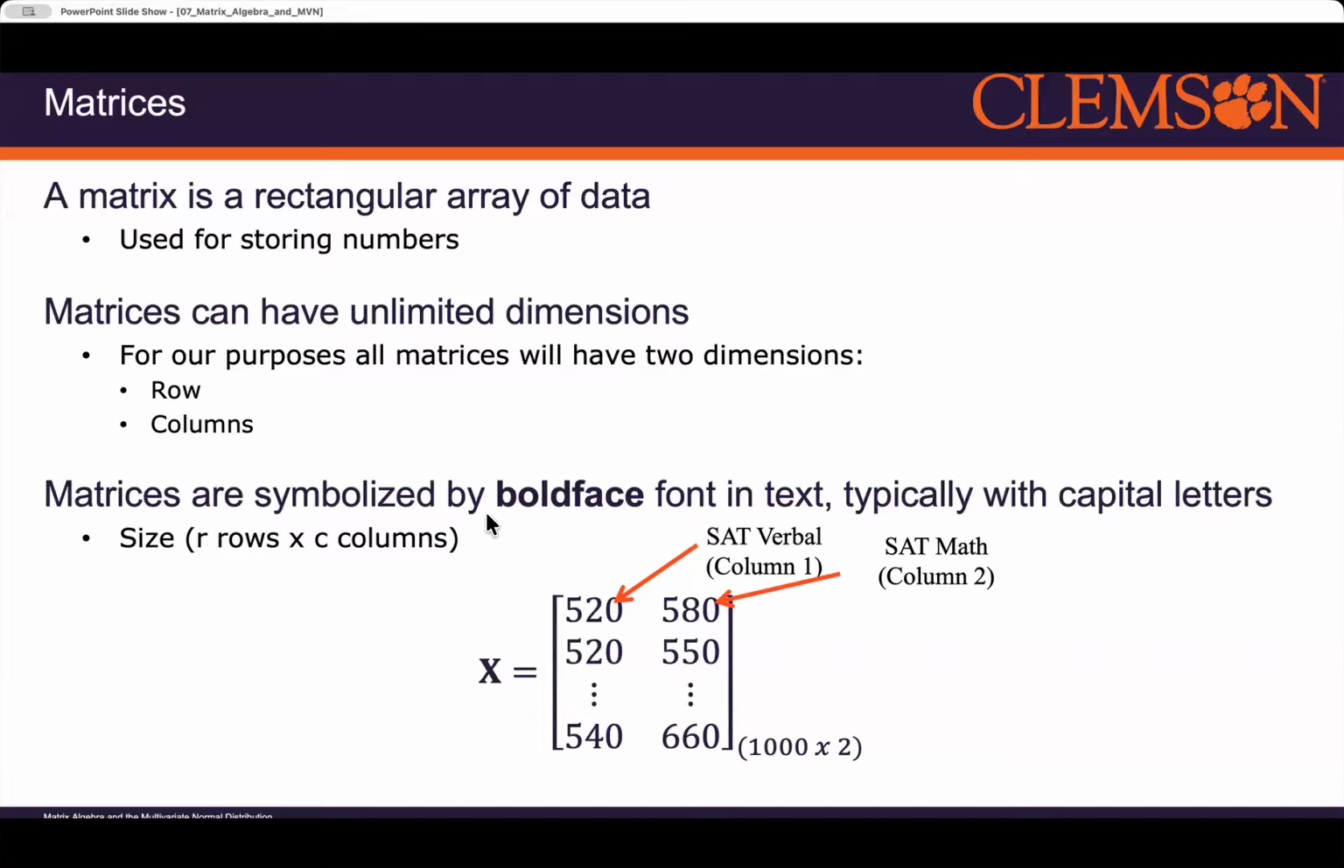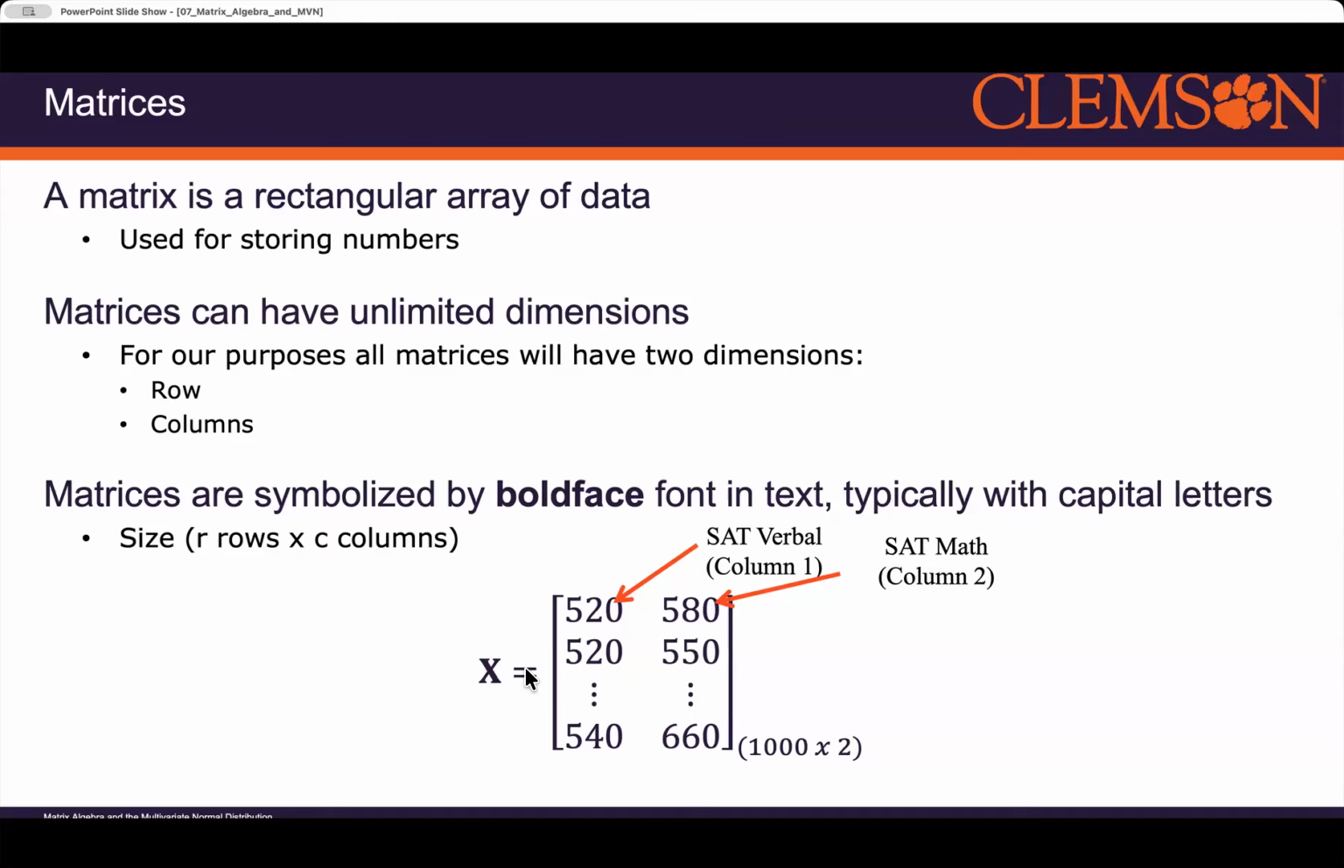Oftentimes, the matrix itself is symbolized with a bold-faced font, typically with capital letters. So capital X in bold represents a matrix. Matrices get described by the number of rows and the number of columns. So in my SAT example, we had people down the rows. That's 1,000 people, so 1,000 rows and two variables. So that's two columns. Sometimes you see this denoted in parentheses as the size of the matrix, rows by columns. Typically we talk about rows coming first, columns coming second. So we would say the matrix X is of size 1,000 by 2.